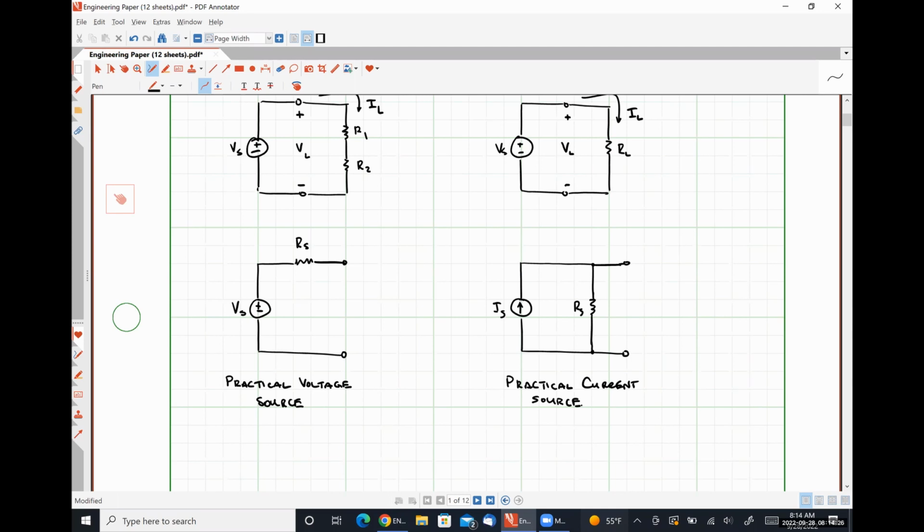And we are going to figure out what those conditions are by simply applying a load resistor across the open-circuited terminals of each of these sources, and then figuring out what needs to happen to ensure that VL is the same for both cases, IL is the same for both cases, and therefore the same amount of power is delivered for both cases. Okay.